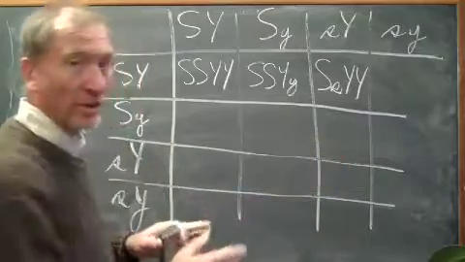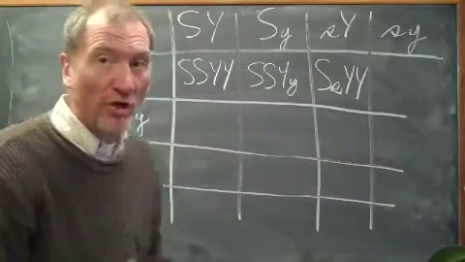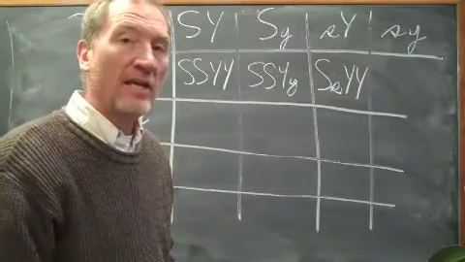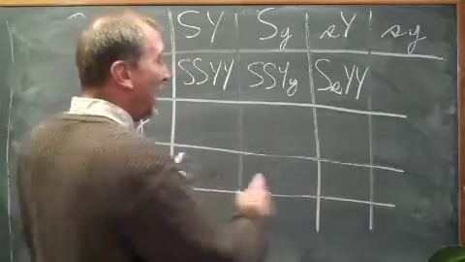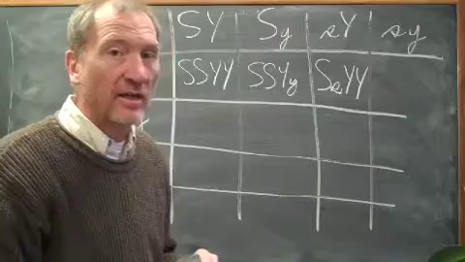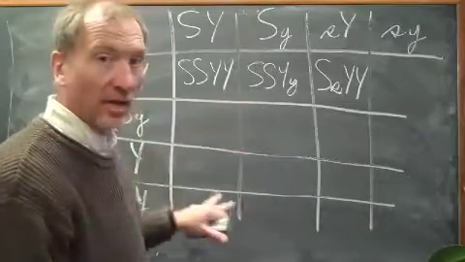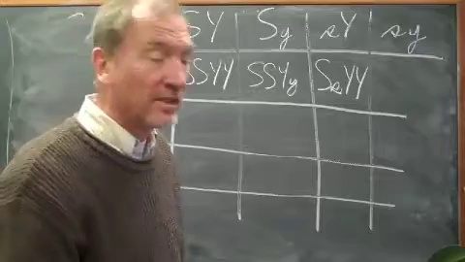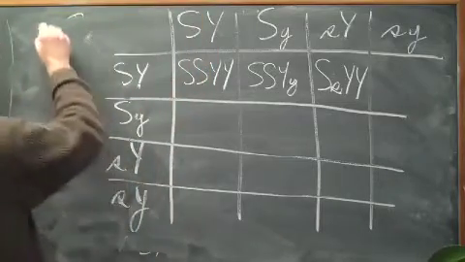And once we fill this in, we will get a chart that looks like what we see in the lesson. And at the end of the day, when we add up all 16 of these cells, we're going to find a ratio of phenotypes that is 9.